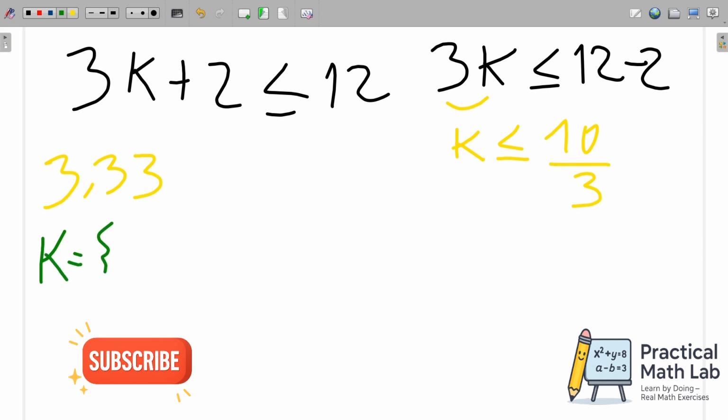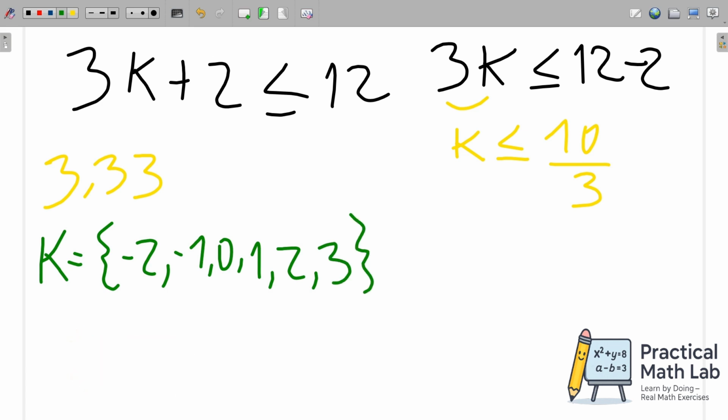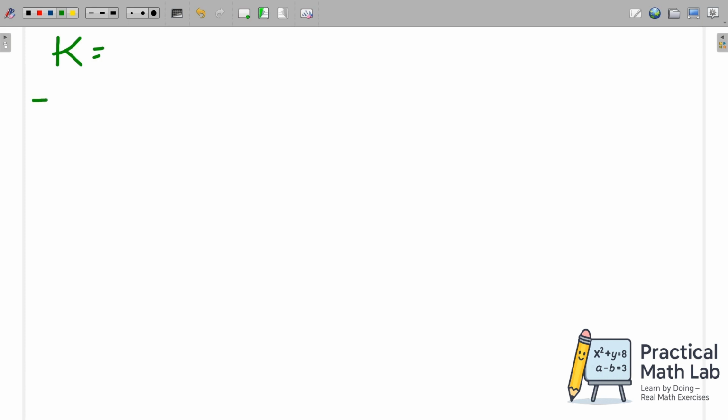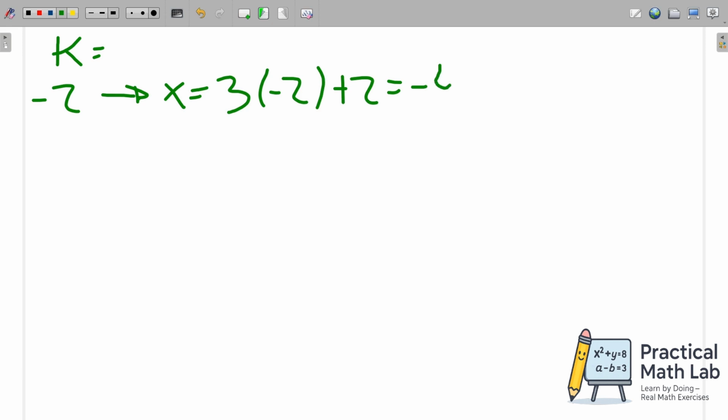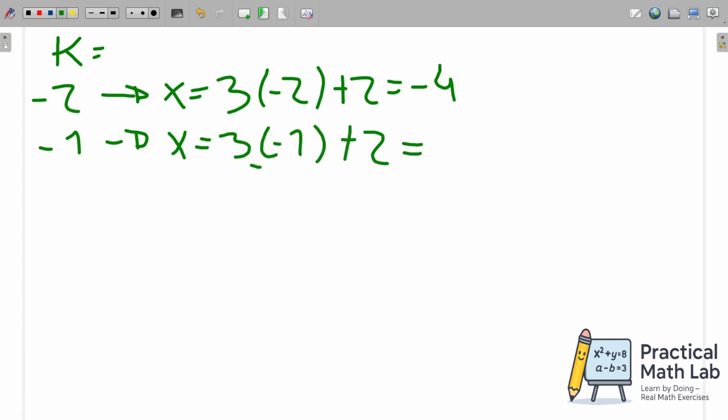And since we're dealing with the set of integers, k is -2, -1, 0, 1, 2, and 3. That's the value of k. Now let's find the value of x. For k equals -2, since x is 3k plus 2, substituting k, it becomes 3 times -2 plus 2, that's -4. For k equals -1, x equals 3 times -1 plus 2, which is -3 plus 2, that's -1.